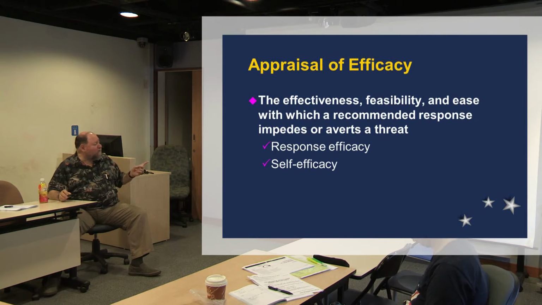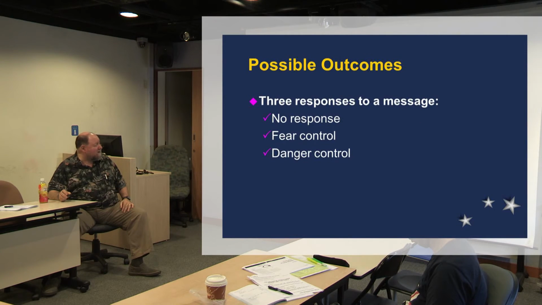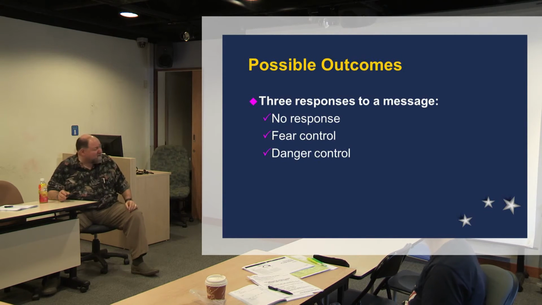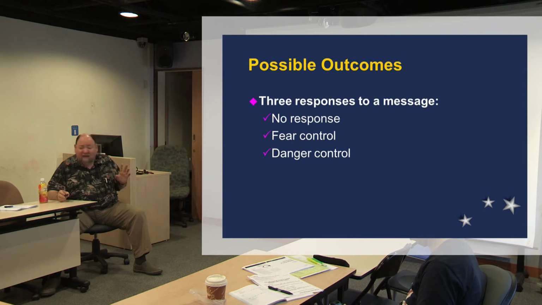So you want to try to improve response efficacy, self-efficacy. Possible outcomes, there's 3 responses that you can have to a fear appeal message. No response, which happens a lot. Fear control, which is you minimize your fear, or then danger control, where you minimize the outcome.